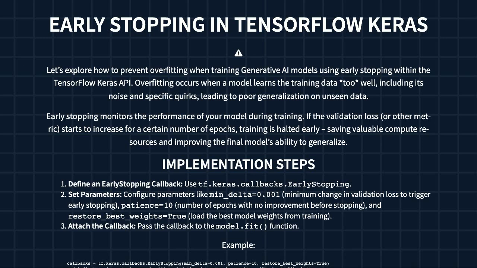If we see that the performance on the validation set starts getting worse, meaning it's overfitting, then the training process automatically stops. This saves us time and resources, and more importantly, it helps our models generalize better to new, real-world data. We can configure early stopping by setting parameters like how much improvement is needed before we stop, min delta, and how many epochs without improvement we'll wait for, patience. Finally, we make sure to restore the best weights, the ones that performed the best on validation, so our final model benefits from what it learned.